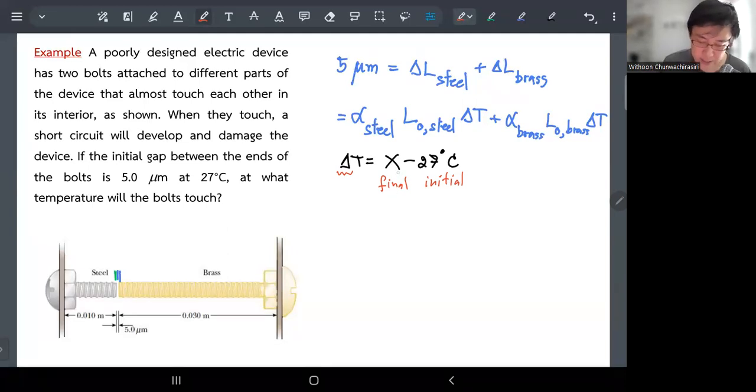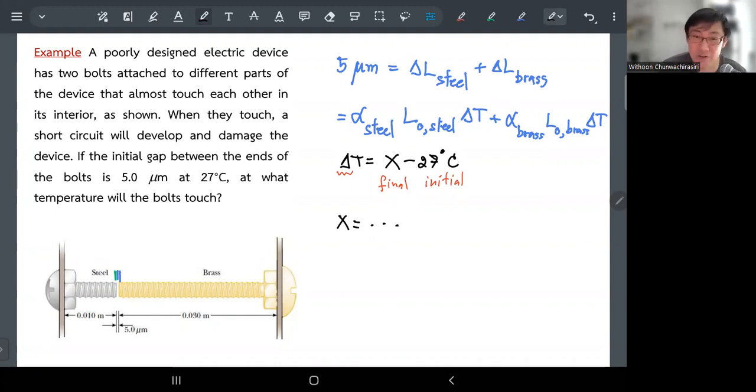So what we have over here is, let's say we assume that they are going to touch at X degrees Celsius. So the change in temperature is going to be X minus 27 degrees Celsius. Cool. And that's it, guys. Just plug it in and solve the whole thing for X. Can I just stop here?